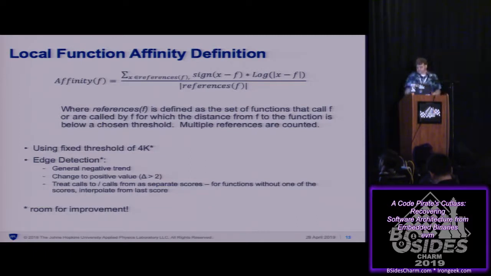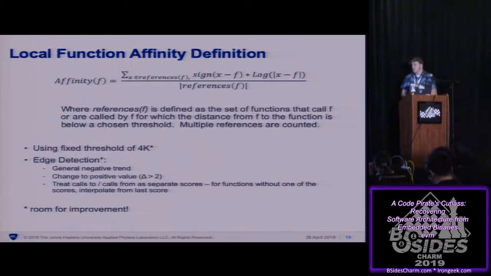So what I do here is I use a fixed threshold of 4K, which is kind of a hacky way to get around that. I'm assuming a maximum object size, and if something is further away than that, I'm just going to throw it out and say it's external. So there's room for improvement there. I'm basically taking everything that's further away than a certain size from that function and looking only at the functions within that boundary.